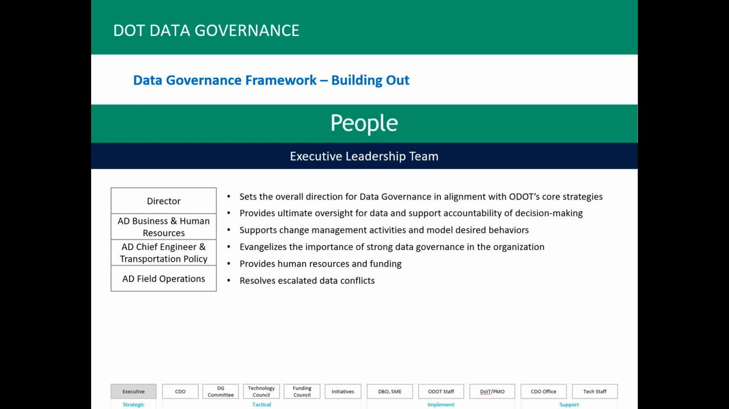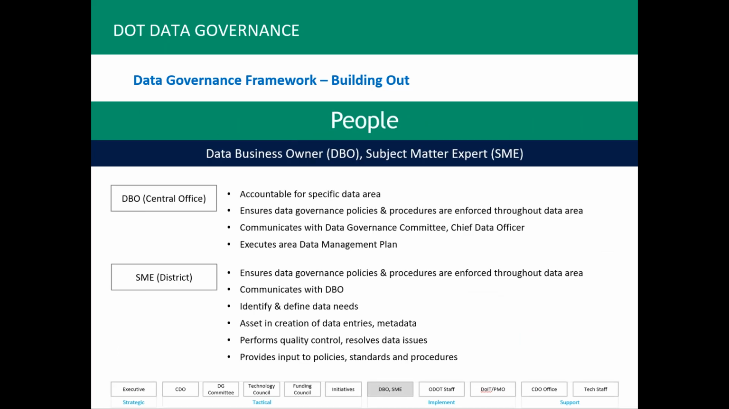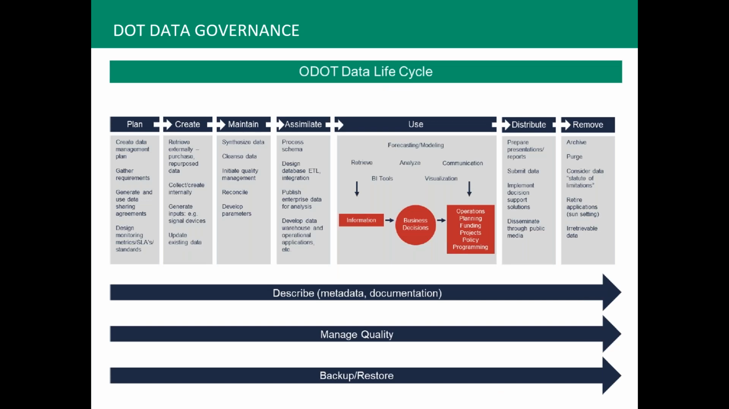And this is an example of the people, executive leadership team, some of the stuff that they might be responsible for, the data business owner and subject matter expert, same type of stuff. And this is all in progress right now. Here's an example of the data lifecycle. So we know we have plan, create, maintain, assimilate, use, distribute, and remove. And we have specific things that need to occur beneath those. A lot of that stuff is already happening at ODOT, so we either need to formalize those processes or we need to maybe create some processes around those too.